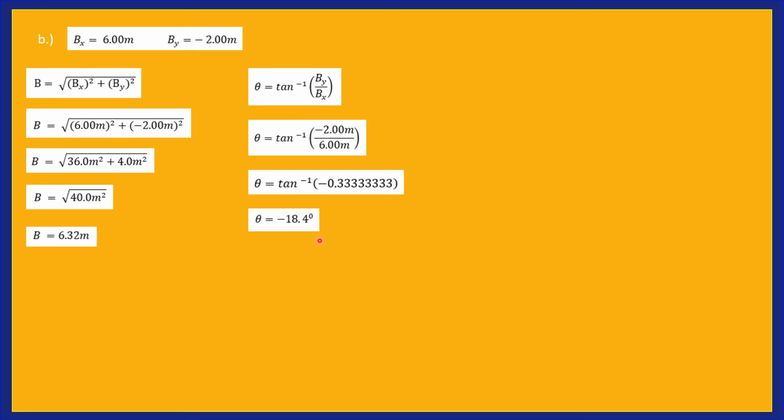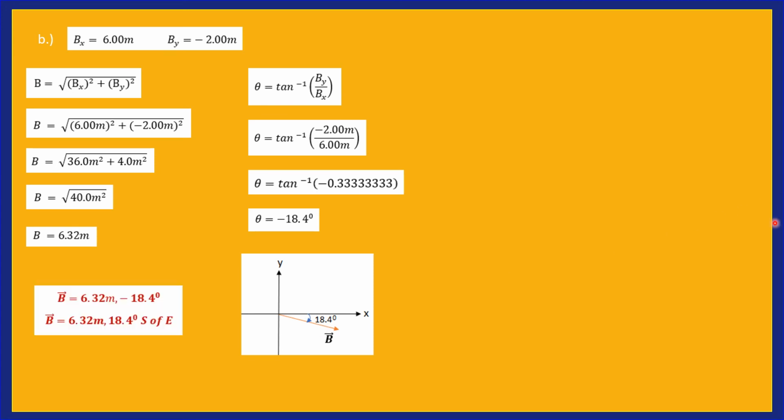This result tells us that since the angle is measured from the positive x-axis and this is negative, we go clockwise from the reference line. So vector B must lie in the fourth quadrant. If Bx is positive, By is negative, so this agrees with this angle. If you look at the diagram, vector B is lying in quadrant number 4 at an angle of 18.4 degrees based on this reference line here.